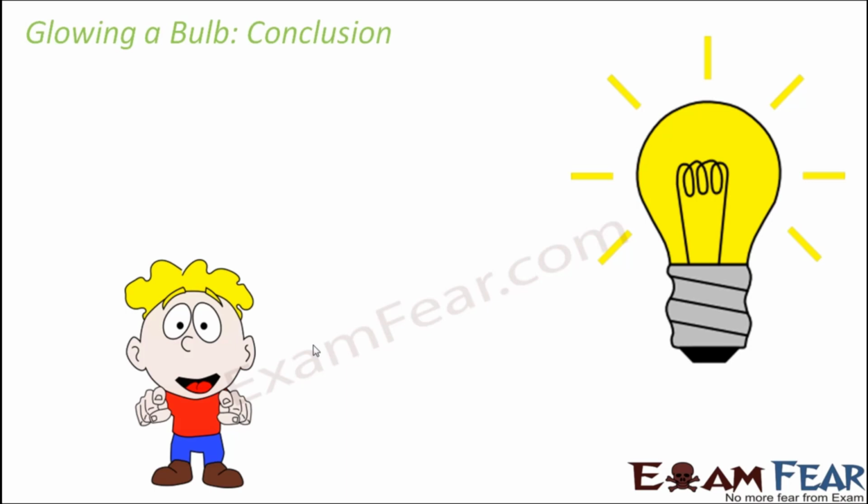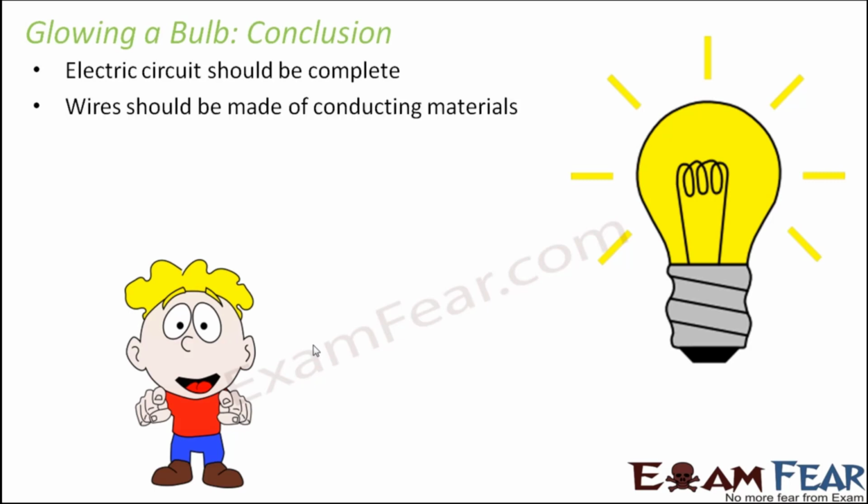So based on whatever we have discussed so far, what do we conclude? We conclude that for a bulb to glow or for current to flow through a circuit, the following conditions or criteria need to be satisfied. First of all, the electric circuit should be complete. The entire path should be complete so that the electrons have a path through which they can move, and movement of electrons constitutes electric current.